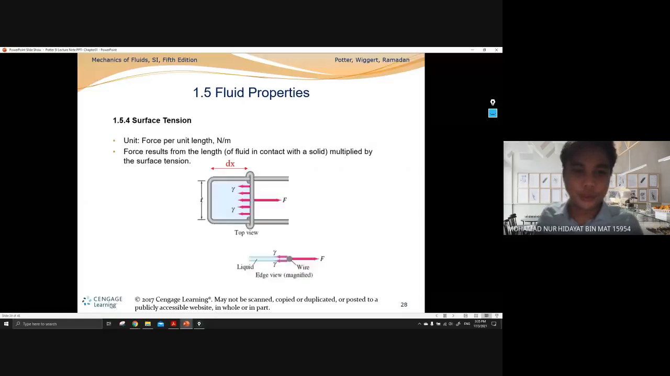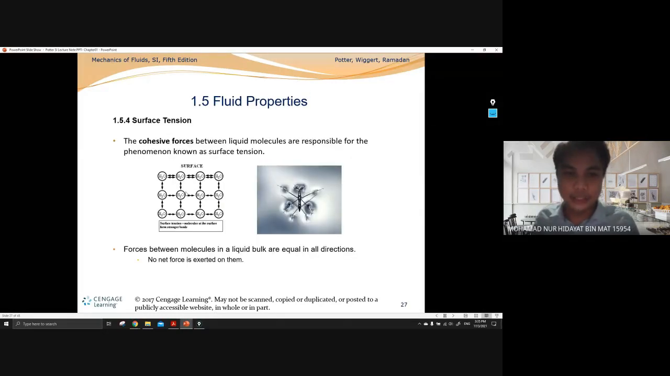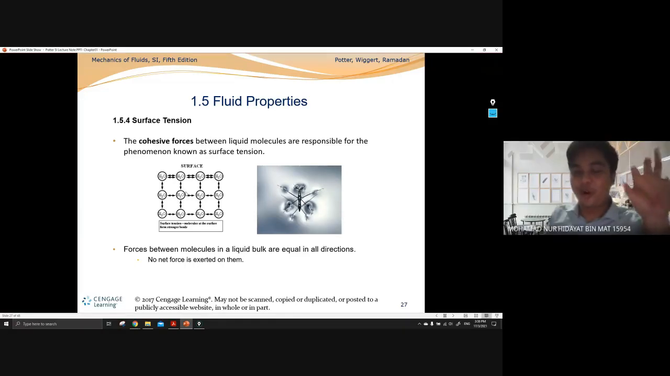Okay, so this is the second last part, the surface tension. Basically, the surface tension is a kind of fluid property. It is the cohesive force, whatever kind of force. For example, between molecule to molecule, we have different kinds of force, like the hydrogen bond, van der Waals forces. Remember? The forces between molecules, different kinds of forces. Ionic bond, you remember? All these forces we call the cohesive force. The cohesive force between liquid molecules is responsible for the phenomenon known as surface tension.